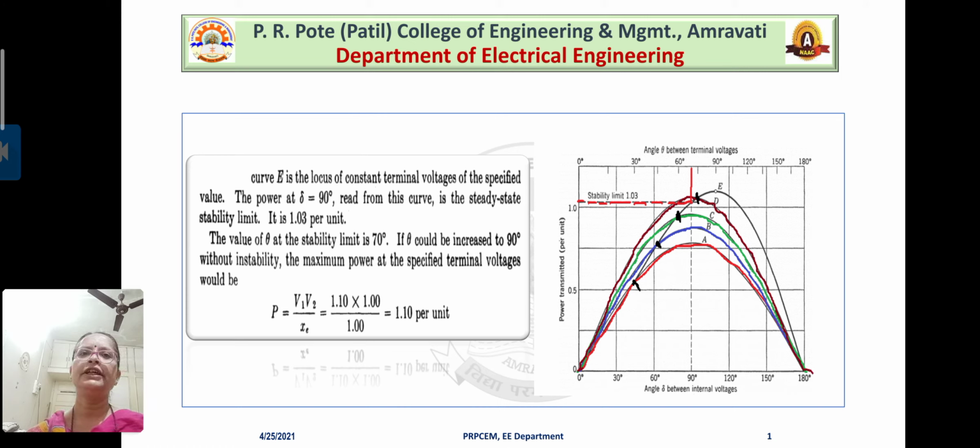Understood? So here the curve E is the locus of constant terminal voltages of the specified value. The power at delta equal to 90 degrees read from this curve is the steady state stability limit, and it is 1.03 per unit, as we just stated. The value of theta at the stability limit is how much? 70 degrees. If theta could be increased to 90 degrees without instability, the maximum power at the specified terminal voltages will be what? 1.10 per unit, that is V1 V2 by Xc.